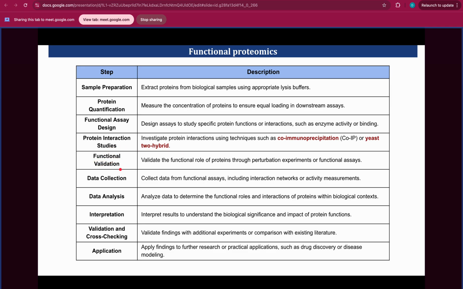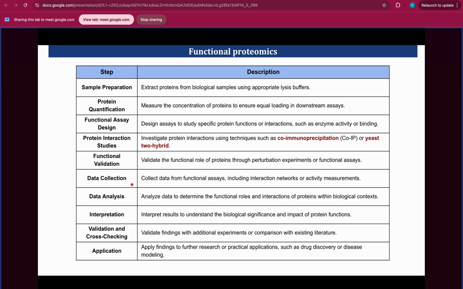Now for functional validation, we have to validate the functional role of proteins through perturbation experiments. In perturbation experiments, what we do is disturb some structural part of the protein to check what phenotype it produces, and what is the influence of those changes. With that we can comment about the function: if we disturb these things, then these are the influences on the functionality of a protein. So in that way functional assignments can be done. We can validate the role of the protein. Similarly, other functional assays can be performed.